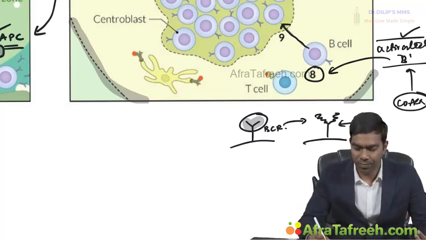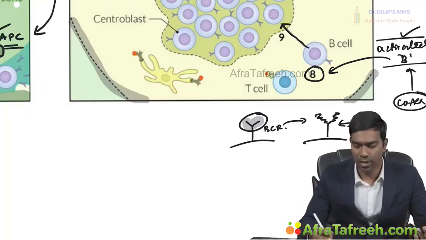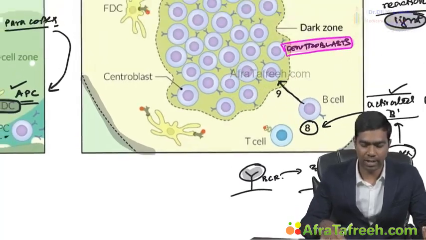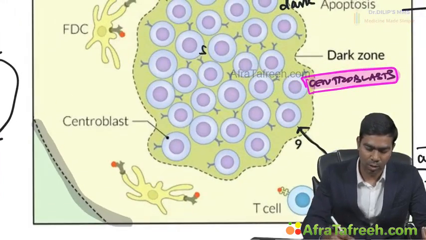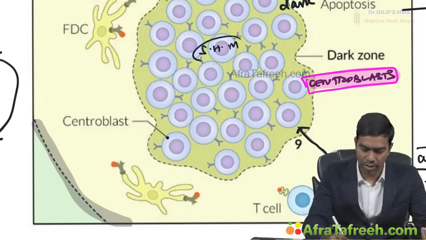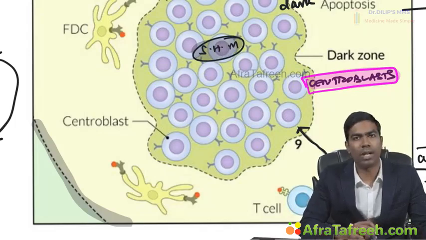So that's why they go through a process. They want to become more specialized, and how they do that is very elegant. They undergo a process called somatic hypermutation. That's what happens in this entire centroblast. They go through somatic hypermutation, which I can write as SHM.